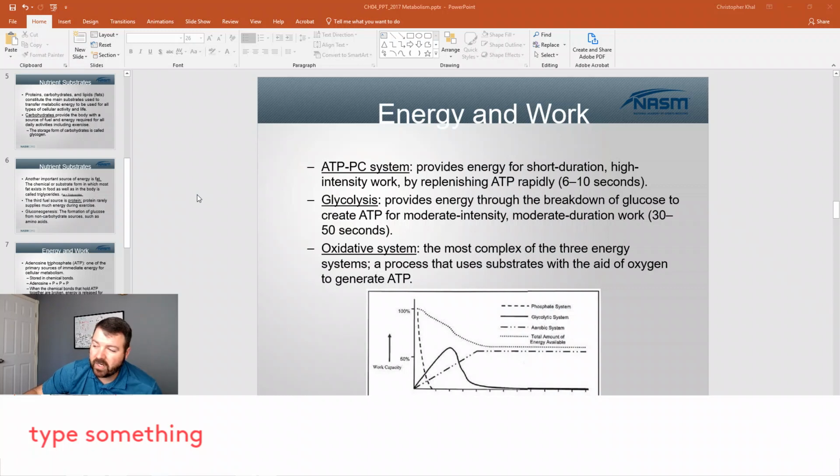So the three systems we'll talk about: the ATP, or phosphocreatine, system or cycle, that provides energy for short-term duration, high-intensity work.